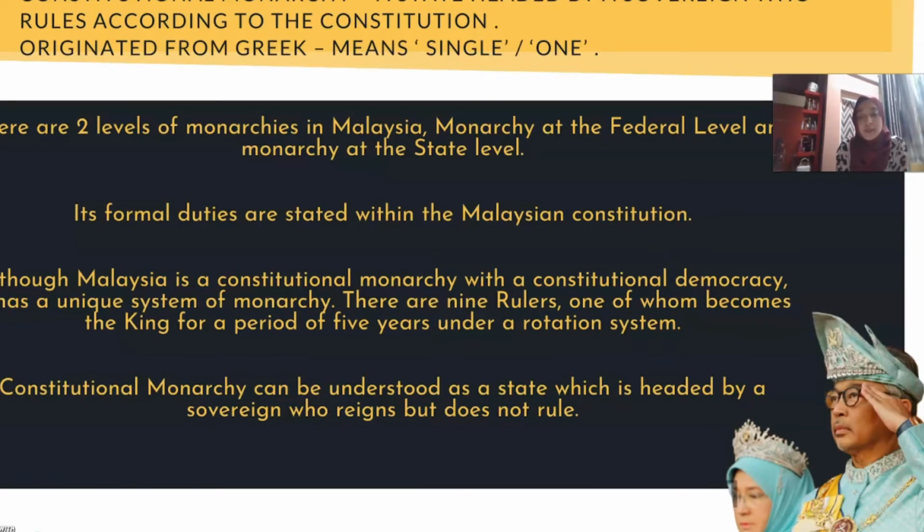Hence, that's why Malaysia practices a system of government based on the constitutional monarchy and also the parliamentary democracy. So constitutional monarch is actually a democratic monarch, and it is a part of the system of democracy. That's why a constitutional monarch is a monarch who exercises his power mainly upon the advice of the elected government. So secondly, constitutional monarchy can be understood as a state which is headed by a sovereign who reigns but does not rule.